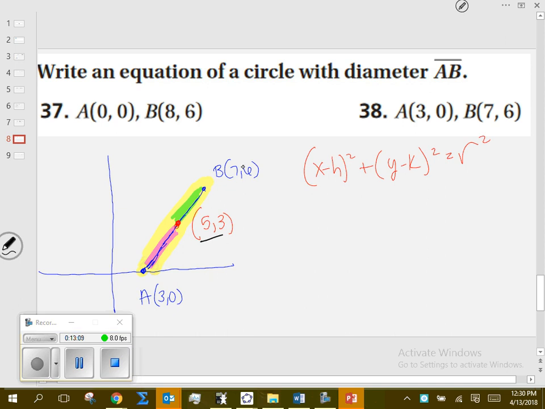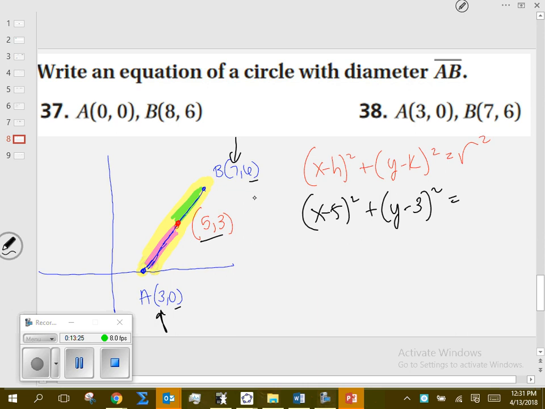Okay, so that was adding that x value and that x value divided by 2, right? And then you do the same thing with respect to y values, divided by 2. So in our formula, it becomes x minus 5 squared plus y minus 3 squared, right?